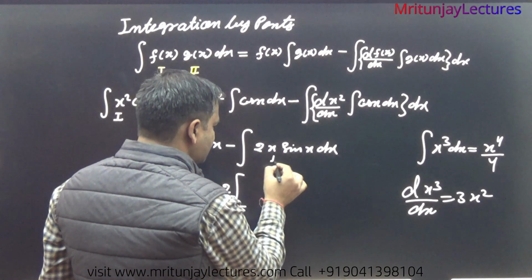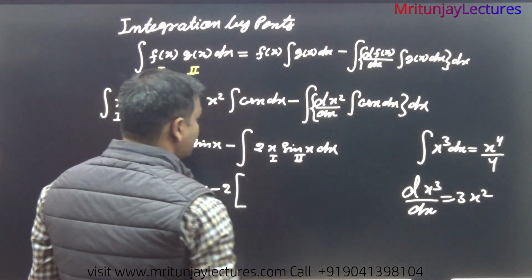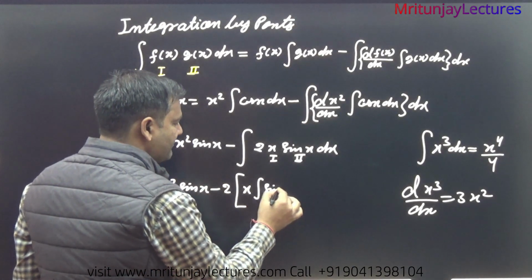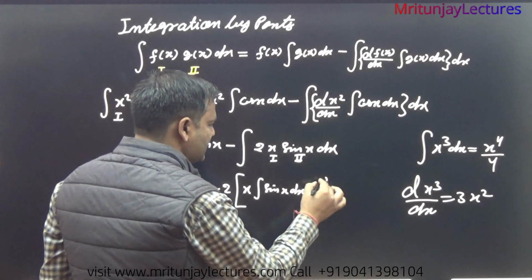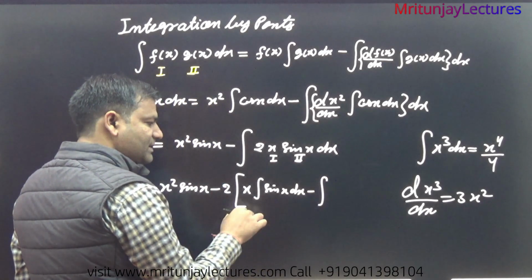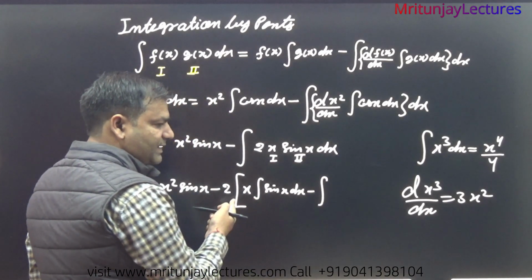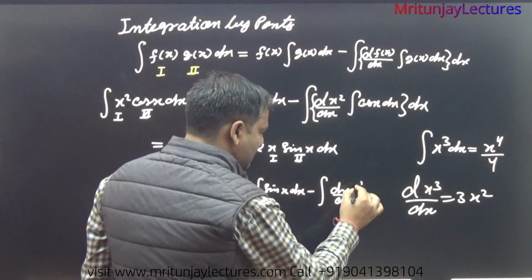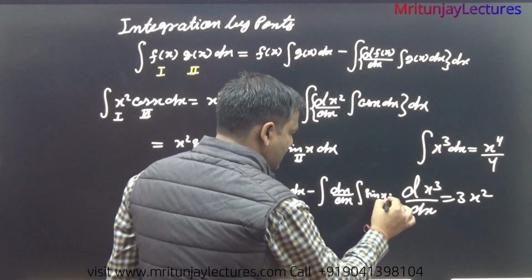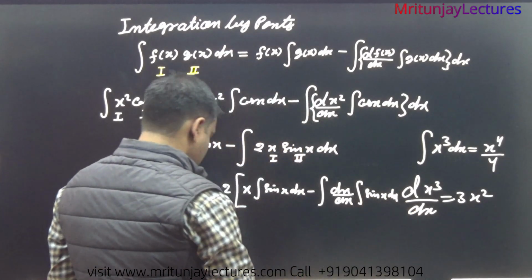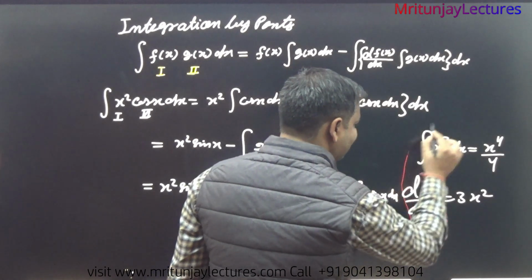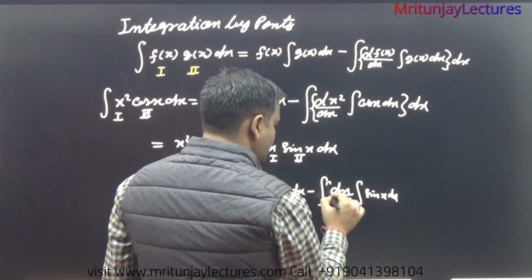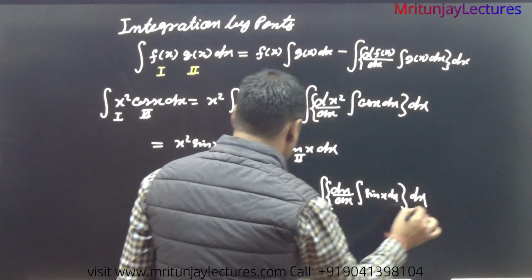Now after that, x square sin x, now 2 here. Again this one consider first and here second function. First into integration of second dx minus differentiation of first and integration of second dx, and this one can remove to whole dx.